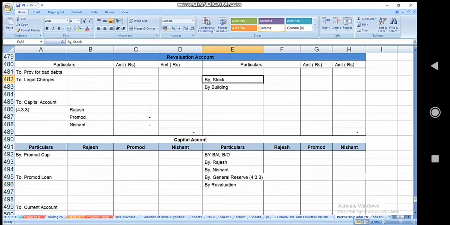We have to prepare a revaluation account. So let's go to the sum and prepare the revaluation account. The revaluation account is just like in admission. In admission, we prepare a revaluation account. It is also the same.